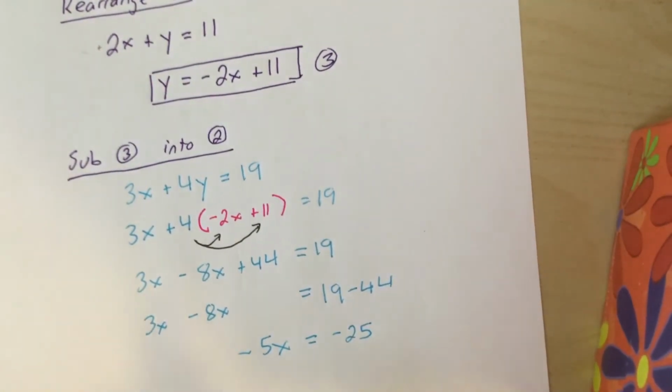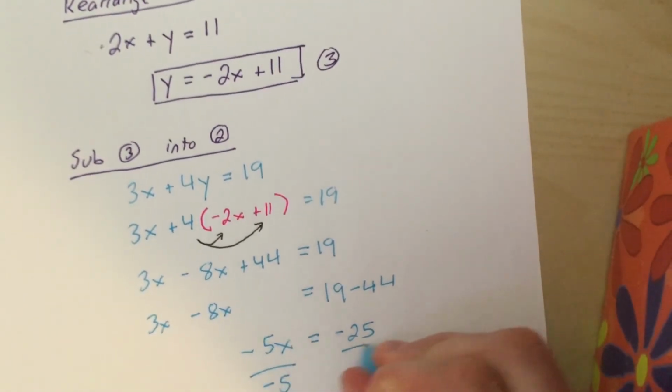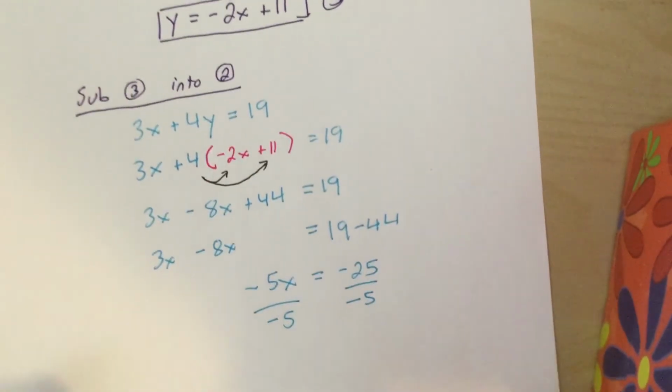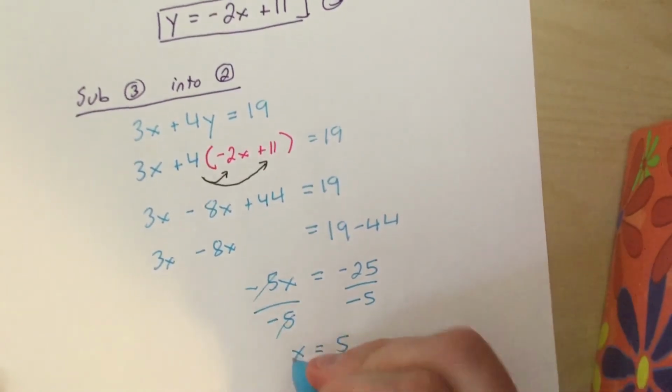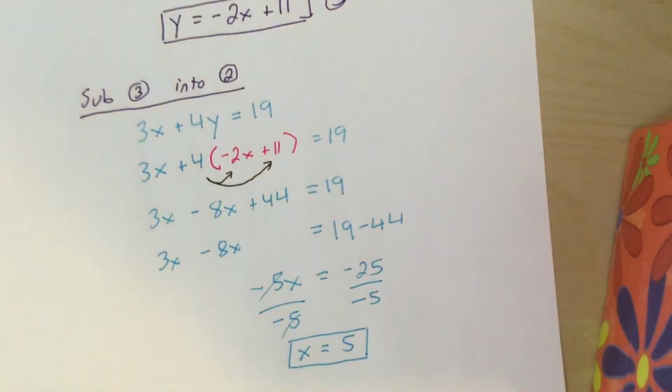We're almost done. We have to solve for x. The way we solve for x now is we divide both sides by whatever's in front of the x. Remember the fancy math name for that is coefficient again. These cancel and we get x equals 5. And we're pretty happy about that, so we will put a box around it.